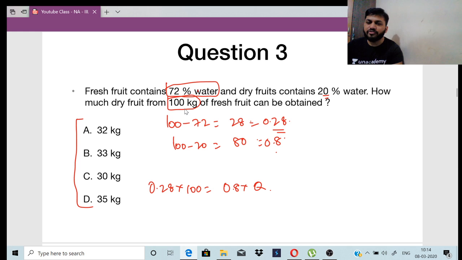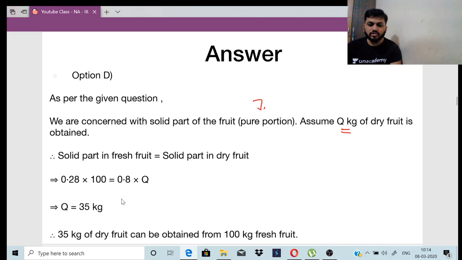Now 100 kg of fresh fruit is given, so the quantity of fresh fruit we know is 100. The quantity of dry fruit we do not know, that we have to find out. 0.28 into 100 is equal to 0.8 into q. By this you will get the answer q as 35 kg. So 35 kg of dry fruit can be obtained from 100 kg of fresh fruit.